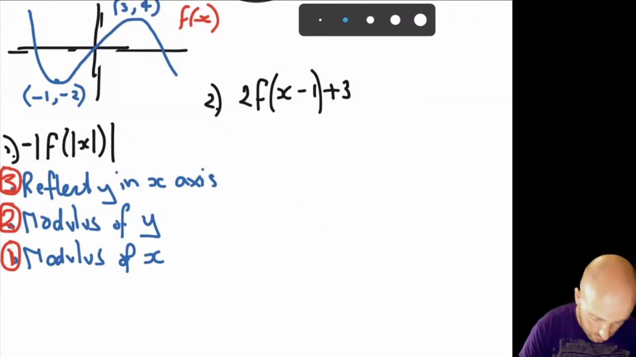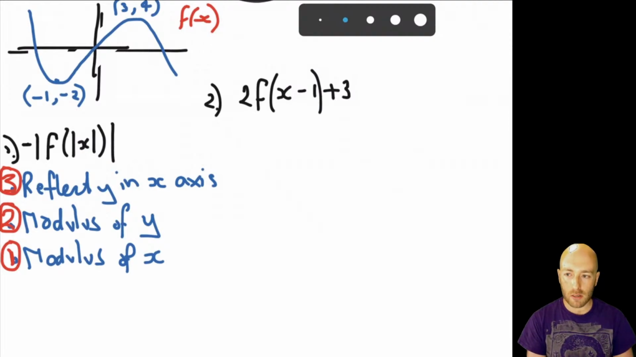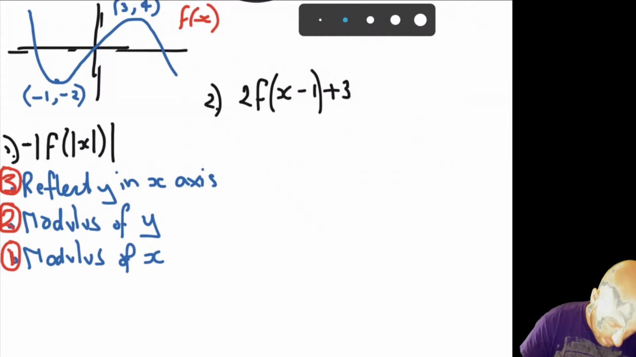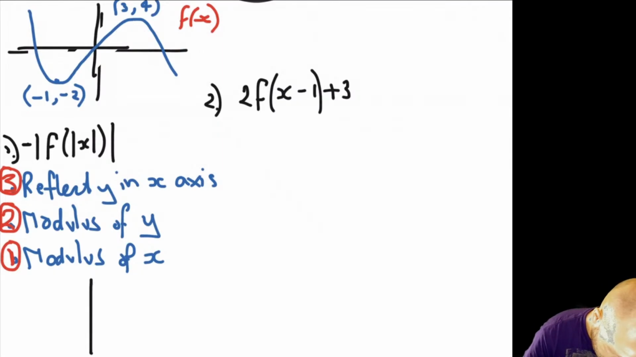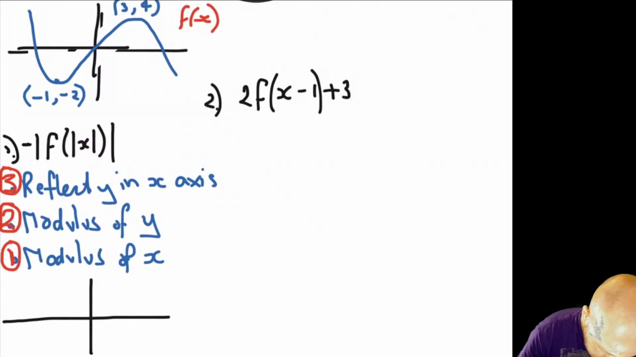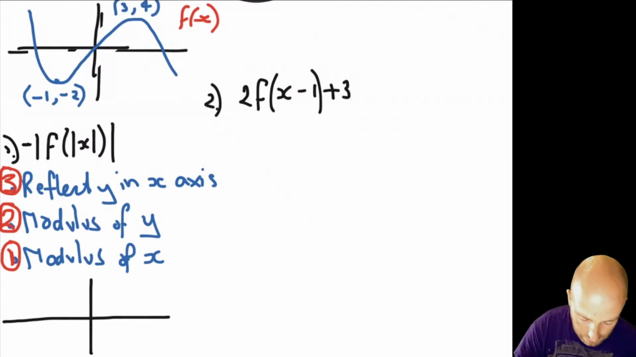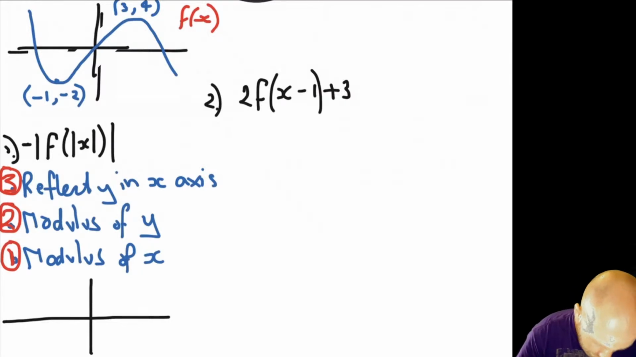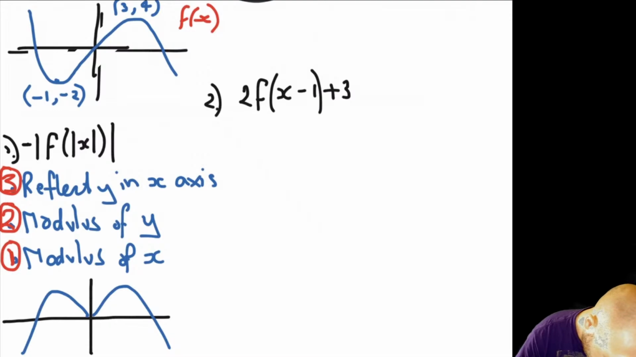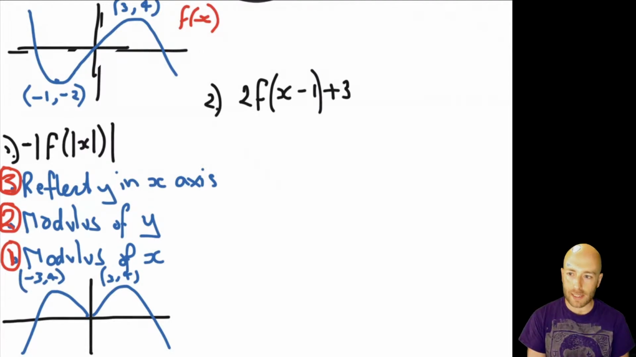And again, you can draw it in 3 separate diagrams. So I'm going to do modulus of x first. So remember, modulus of x is going to get rid of any negative x values and then reflect all the positive x values. So we're going to get this with 3, 4, and minus 3, 4. So that's the modulus of x bit taken care of.